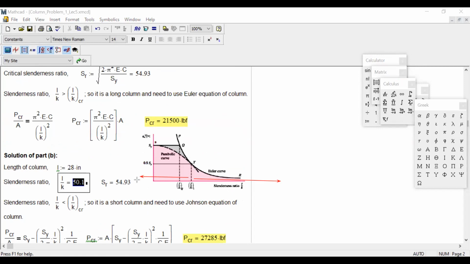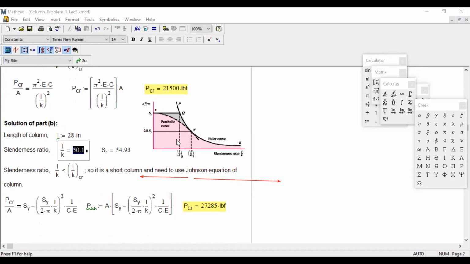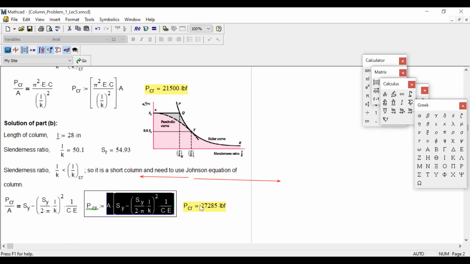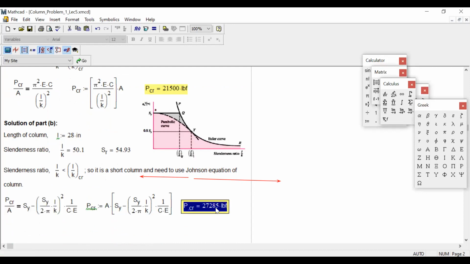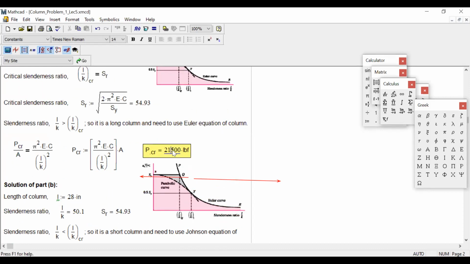Okay. So now you need to use the Johnson formula. The slenderness ratio L by K is less than L by K critical, so it is a short column, and you need to use the Johnson equation of column. So this is the formula. And all the values I already mentioned before, you put them in, and you get this result. Okay, so the column is shorter, that means you are getting a higher load. It is able to carry more load.